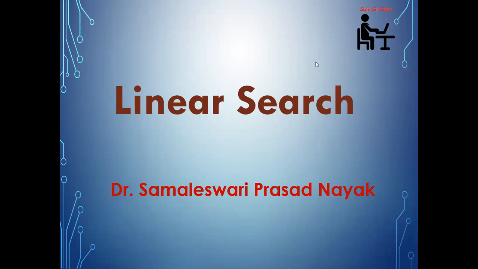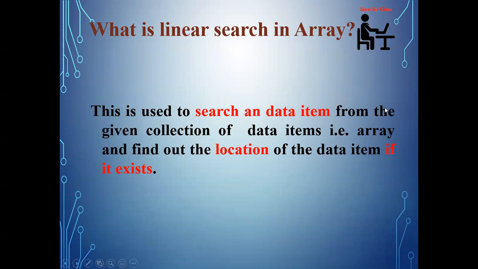In this video, we'll discuss one of the searching mechanisms known as linear search. Before we start, let us understand the meaning of linear search. It is used to search a data item from a given collection of data items, that is an array. That means multiple values will be given, and out of that you have to search one element, whether that element is present or not.